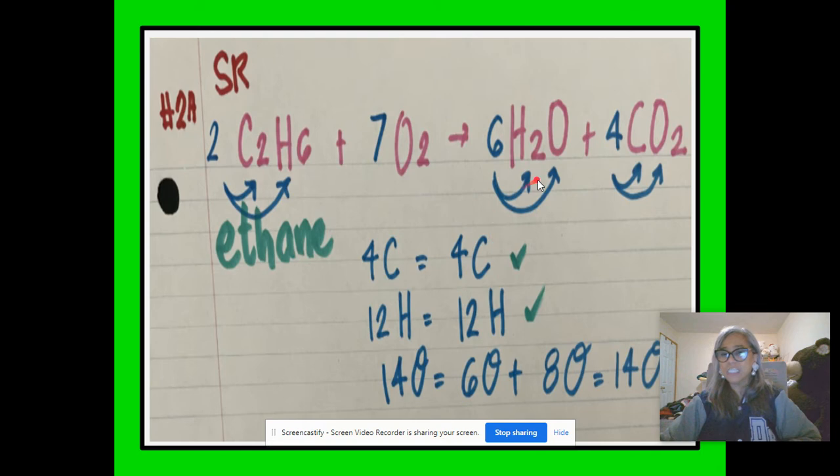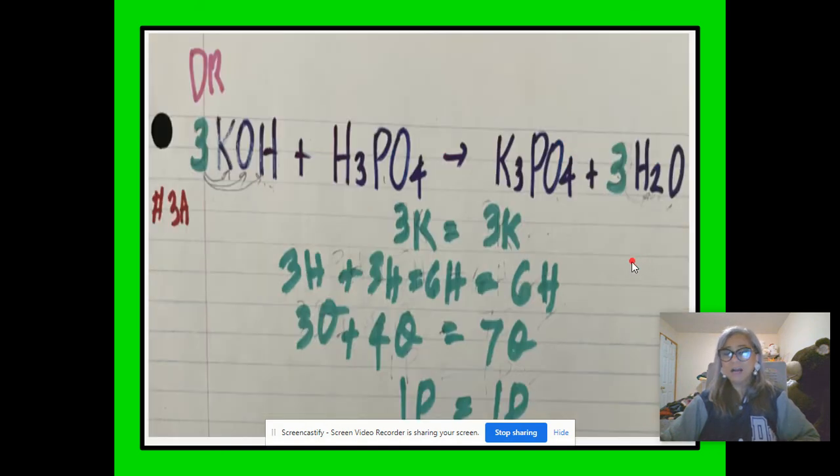So 6 oxygen here plus, how about oxygen for CO2? You have a 2 there, but there's a 4 outside. So 4 times 2 is 8. So 6 plus 8 is 14 oxygen. Initially here on the left, you only have 2. How do you make it 14? You place a number outside. So 7 times 2 is 14. So if all the atoms are balanced, you can consider the entire equation now as balanced. Okay? Now, moving on to the next one. You have KOH plus H3PO4 to give you K3PO4 plus H2O.